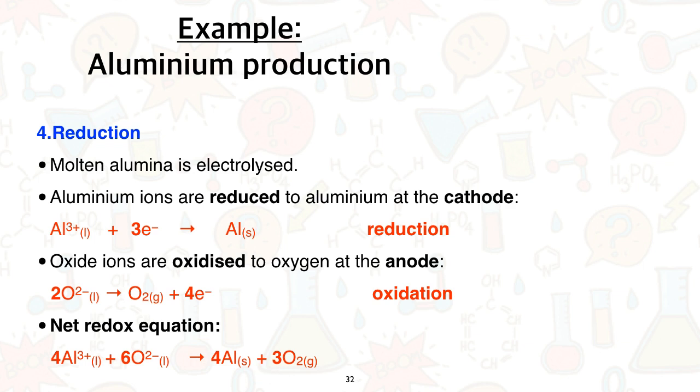However, one concern is that oxygen likes to react with carbon, and so the graphite electrodes will typically be reacting with the oxygen produced at the anode, which means that they just need to continually be replaced all the time as it reacts with the anode. It'll produce carbon dioxide as the key product.